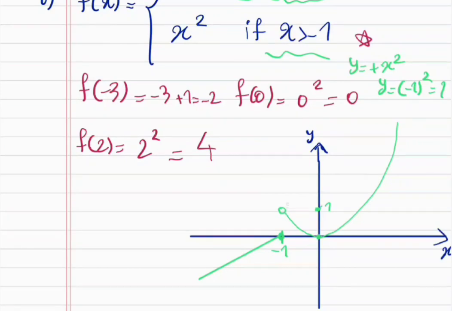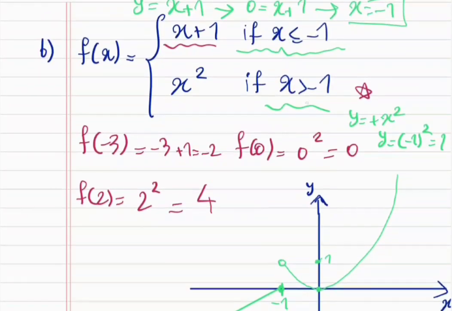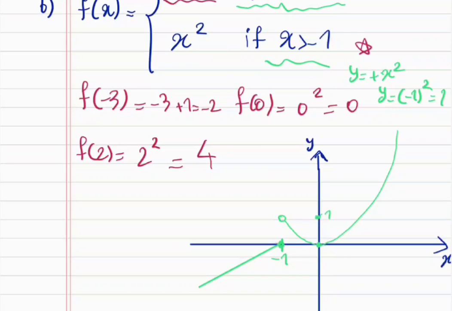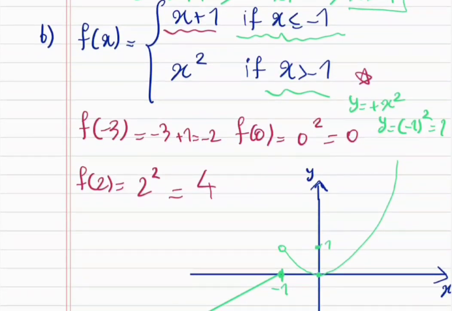The reason I'm using an empty circle here is because we are excluding minus 1, because x can't be minus 1. And yeah, so basically this is the graph of this piecewise function, and we should be careful which ranges of x values satisfy each graph. That's very important to always take into consideration.